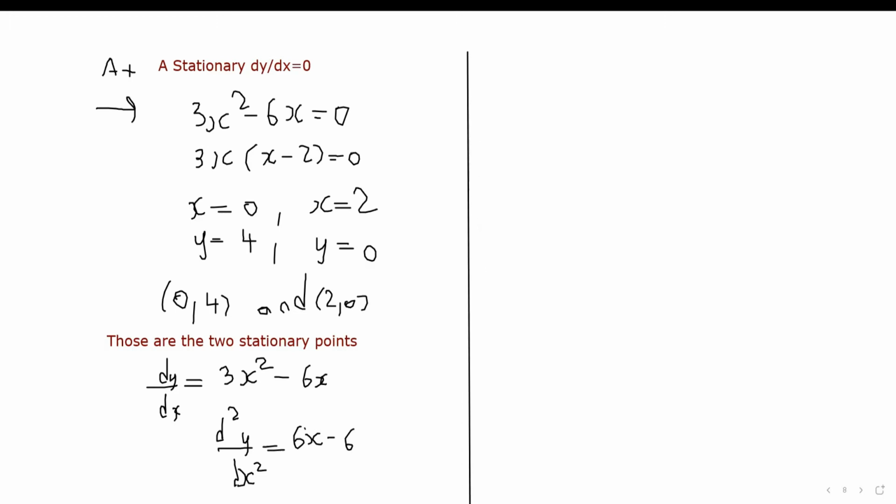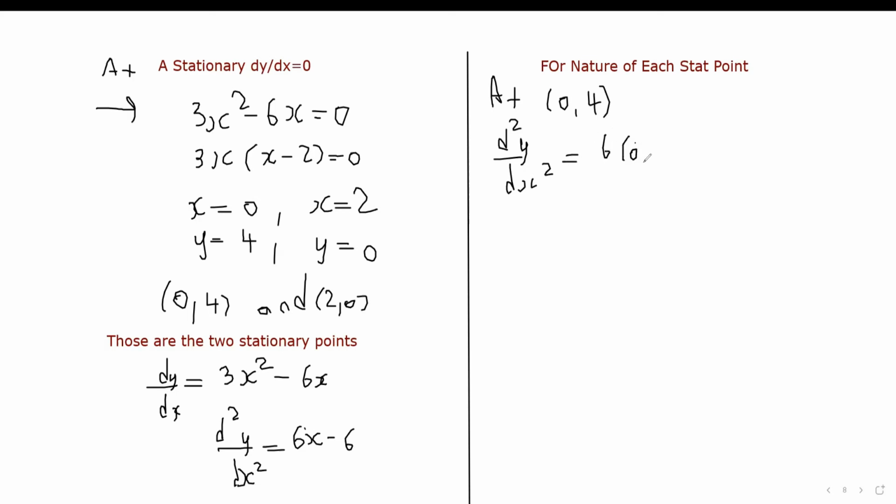So when you do that now, we're going to determine their nature. For the nature of each stationary point, that's what we're checking for now. So for their nature, we're going to look at the point 0, 4. At 0, 4, what do you observe? Well, I observe at 0, 4 that d2y by dx squared, I'm going to substitute the x value at 0, and what I'm going to get is 6 times 0, and then I minus 6, and I observe that that is less than 0, and so I can conclude that this is a maximum stationary point.